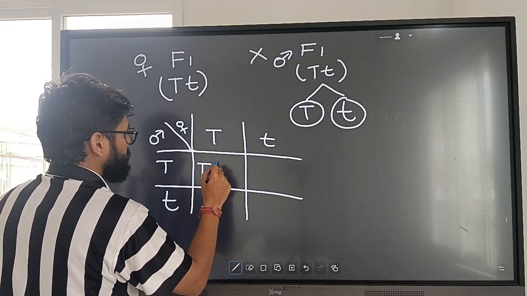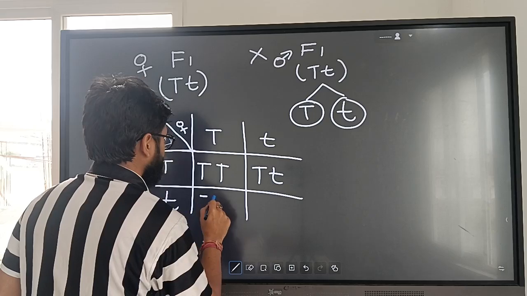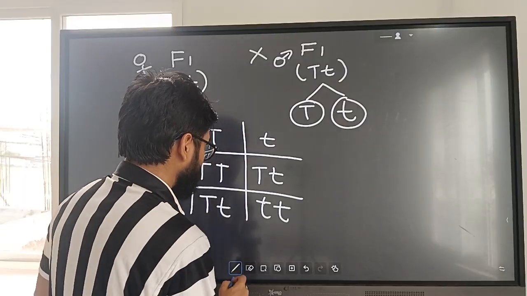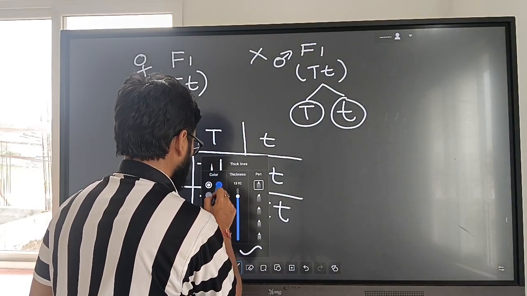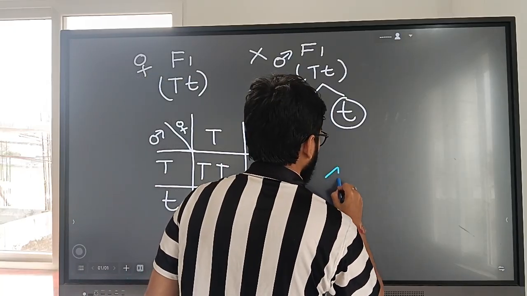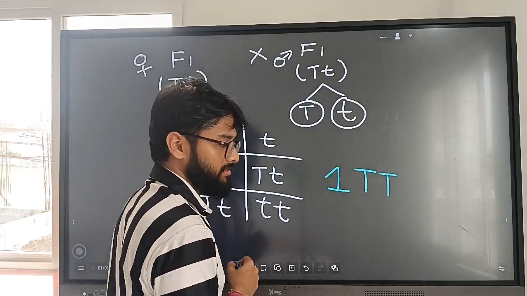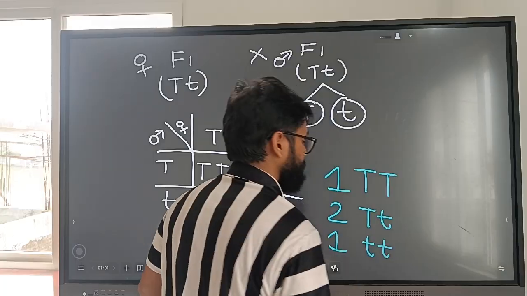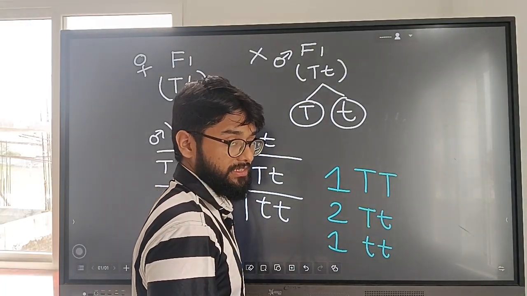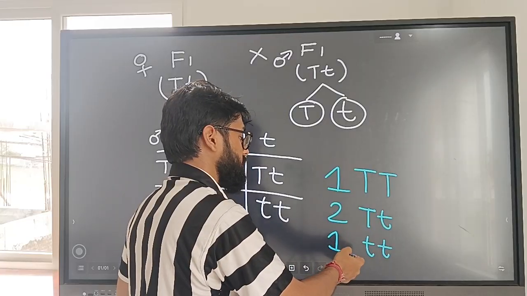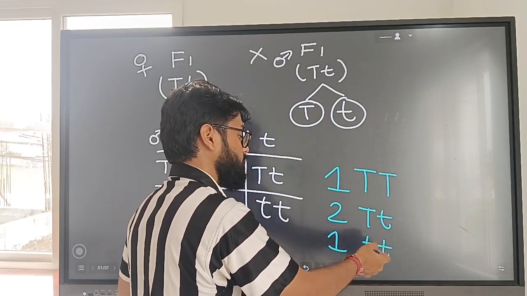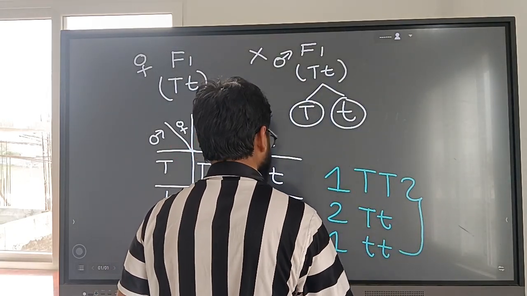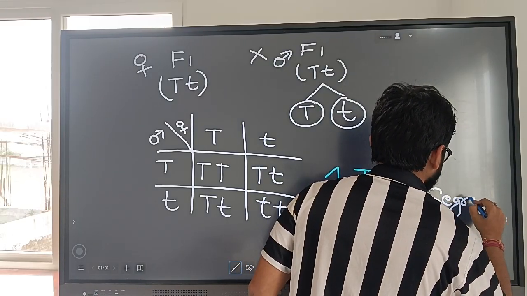In this, when we make crosses, we now get something different, that is we get one capital T capital T, two capital T small t, and only one small t small t. This is the result of a segregation.